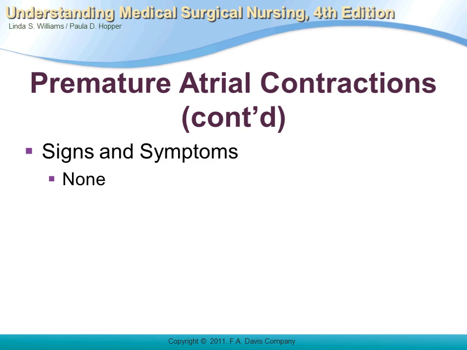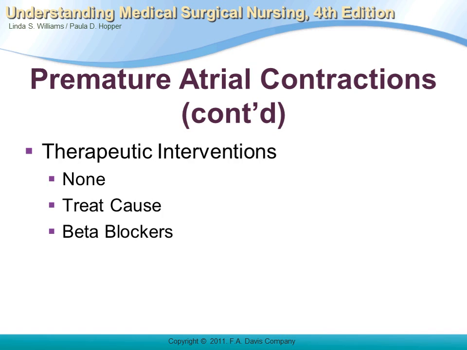With PACs, or premature atrial contractions, patients typically won't have any signs or symptoms. Therapeutic interventions, typically they won't do anything if the patient doesn't have any signs or symptoms. You may need to treat the cause. You may also need to give patients beta blockers, which will help slow down the heart rate a little bit if that's causing a quicker heart rate.